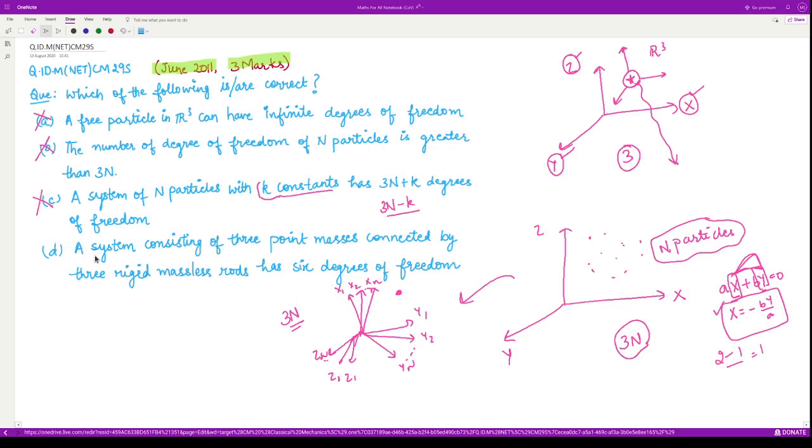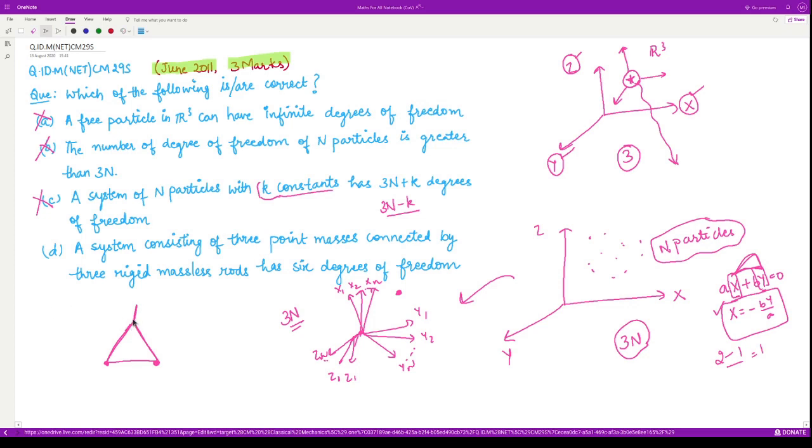Talking about the fourth option, a system consisting of 3 point masses. So we have one mass over here, second mass over here, third mass over here, and they are connected by 3 rigid massless rods. So this particle is connected to this through a rod, this through a rod, and this through a rod. Now they are saying it has 6 degrees of freedom. Now can you see this particle? It can either move in this direction or in this direction because they are connected, and it can also move in this direction because in total we are talking about 3-dimensional space.